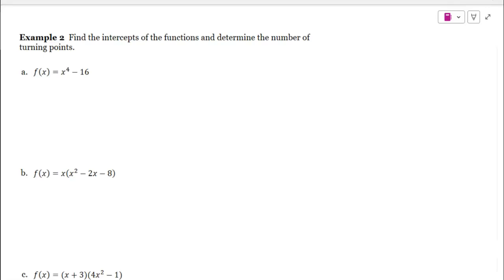Example 2. Find the intercepts of the functions and determine the number of turning points. So to find the intercepts of the function, we are going to think about the x and the y separately. Let's first find the y-intercept by letting x equal 0.